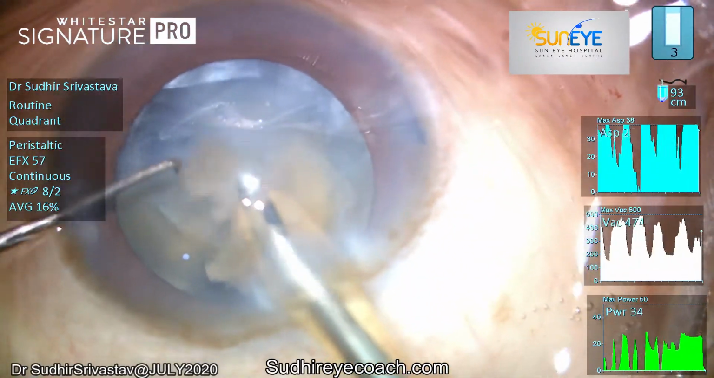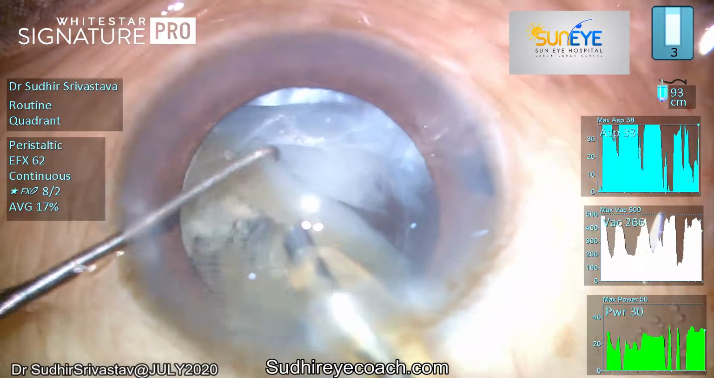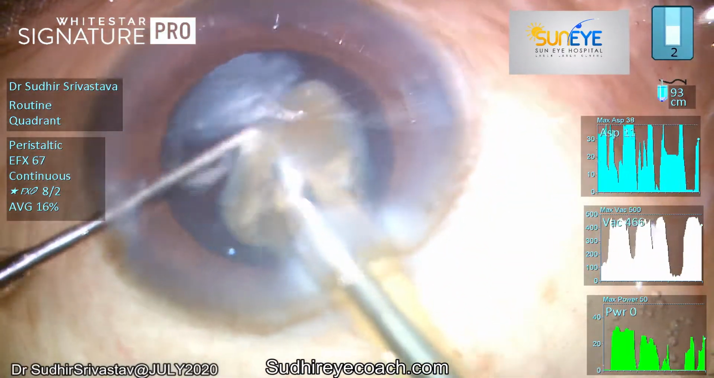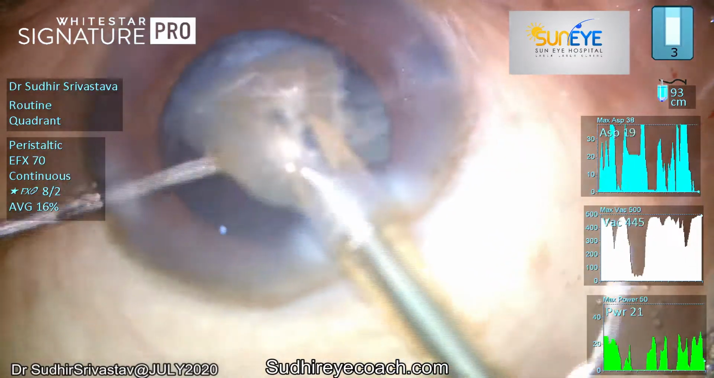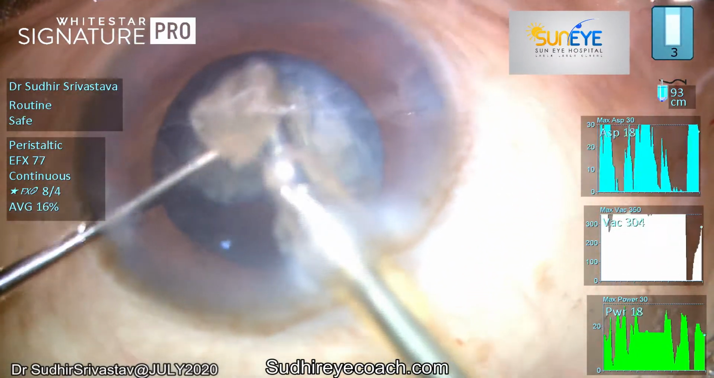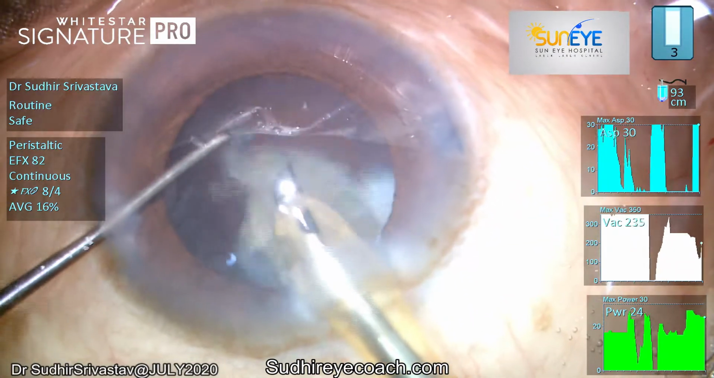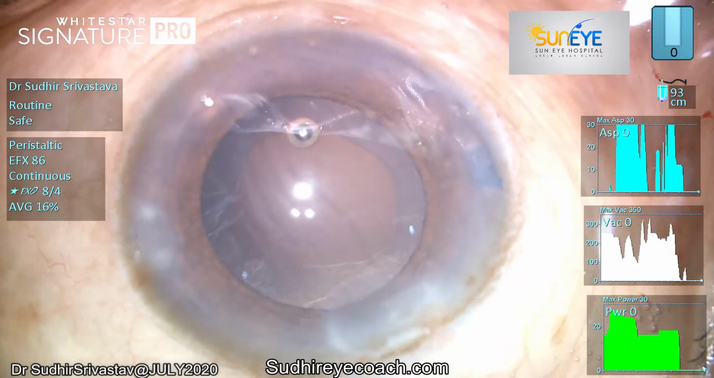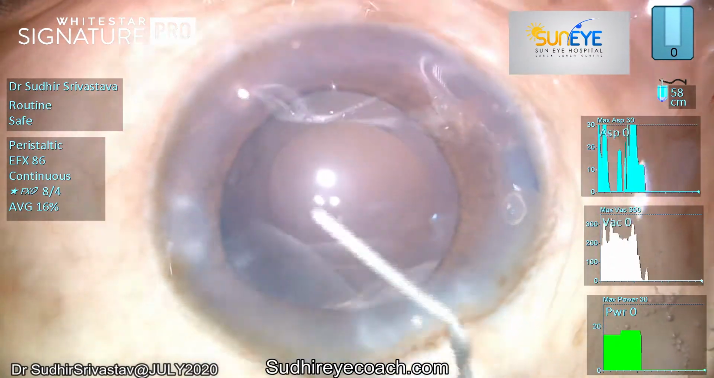Good solubility means keeping the tip at one place and letting the floating pieces come to the tip. The second instrument is kept to guide the pieces and to protect the endothelium of the cornea. During the last fragment, we can select the safe mode, where vacuum and power can be reduced.